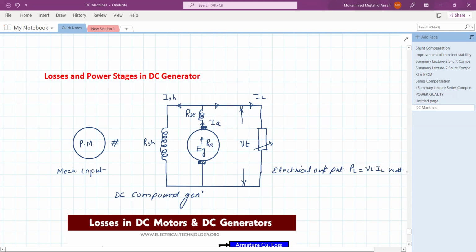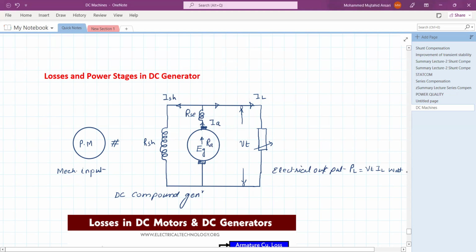At the same time, when the generator armature is moving at some particular constant speed, there is some windage and frictional loss also. Because of bearing friction, the friction loss converts into heat. So that is called friction loss and windage loss. We are providing some fan on the same shaft, so windage losses are there.